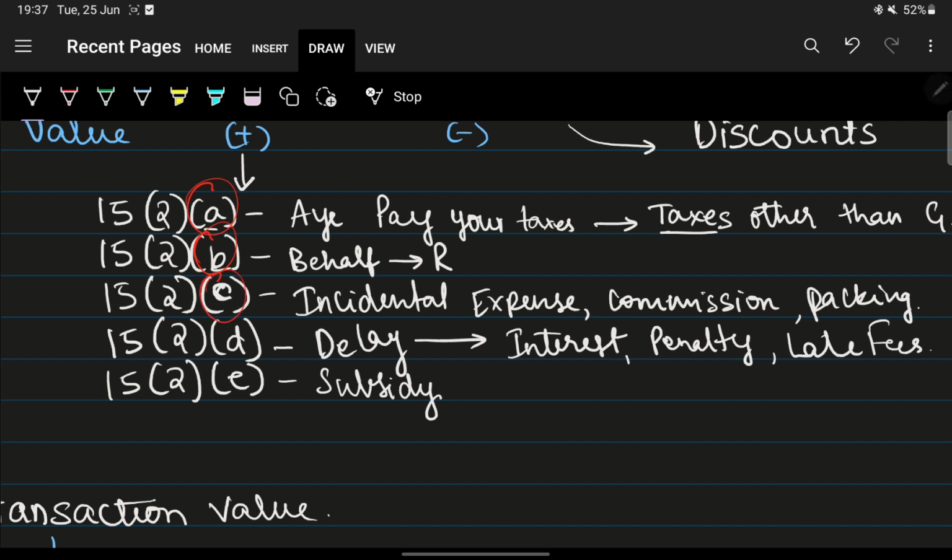Next, clause C. What do you see? I see an incident. From that incident, you're seeing an incidental expense, or commission, and any packing expenses that are taking place. Next, from clause D, you see a delay. Because of the delay, you're paying interest, penalty and late fees, or IPL. Now clause E, subsidy. So this talks about subsidy amounts.